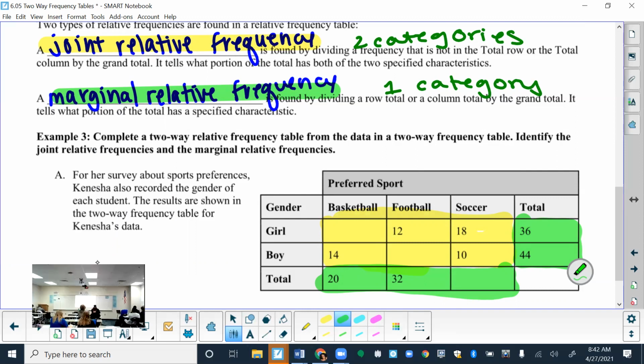All right, questions on the vocab? So joint is towards the center where there are two categories going on at the same time for each box. Marginal is in the margins, right? The margin of your paper, the edge of your paper, is where it's just one category. All right, so take 30 seconds and fill in the blanks in this table.